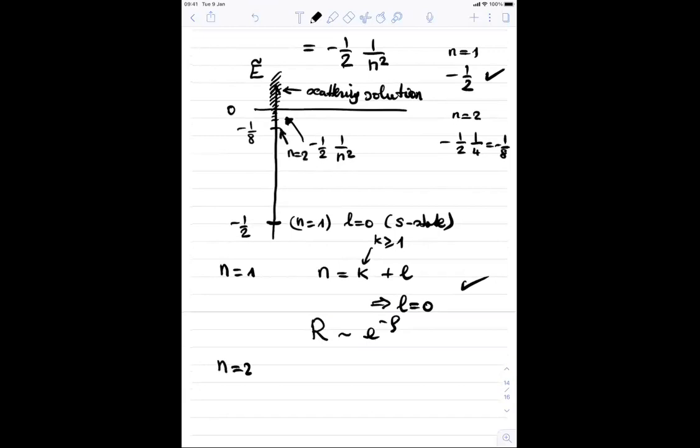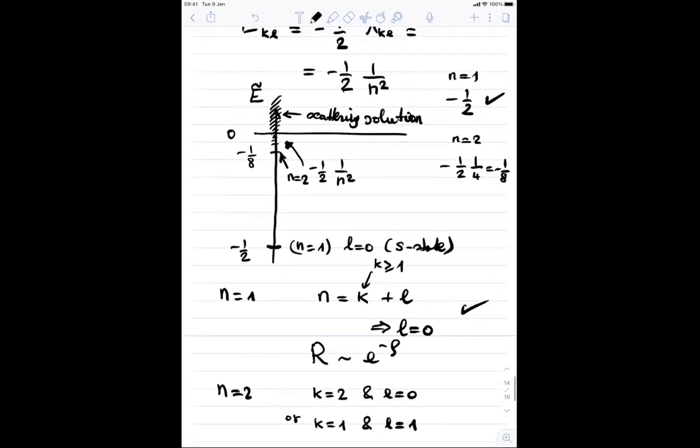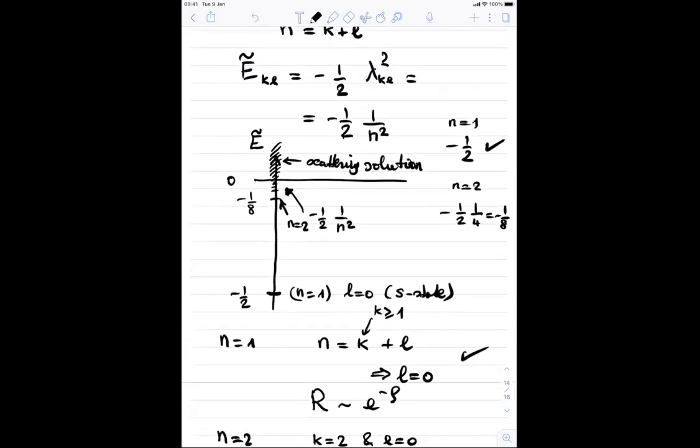N equal to 2. Now, if you want 2, you can have 2 in two possible ways. I can take k equal to 2 and L equal to 0, or I can take k equal to 1 and L equal to 1. For the energy, it makes no difference, because what counts is the sum. Remember that the energy depends on the sum, n squared.